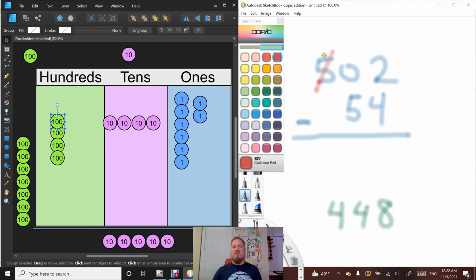So we have to come all the way over there to the hundreds, rename, take one of the 100s and rename it as 10 tens. Then we have to take one of the tens, take it away.